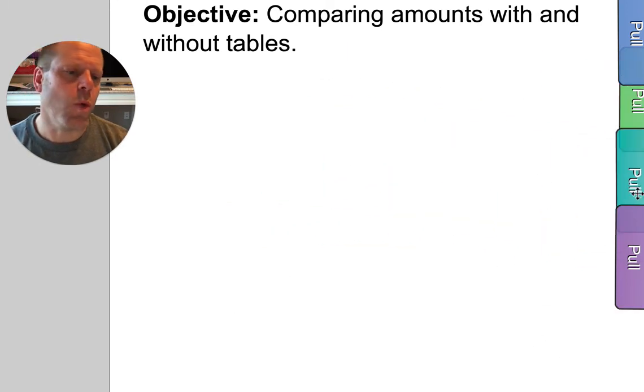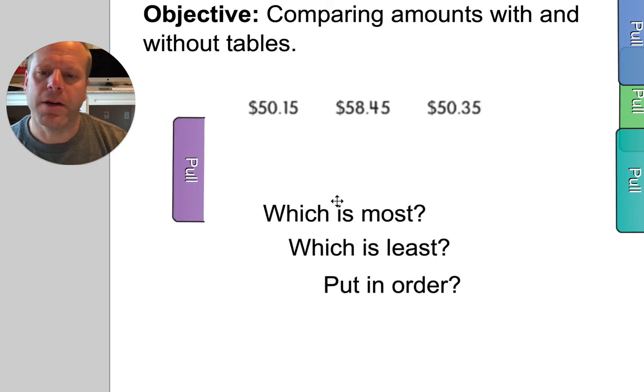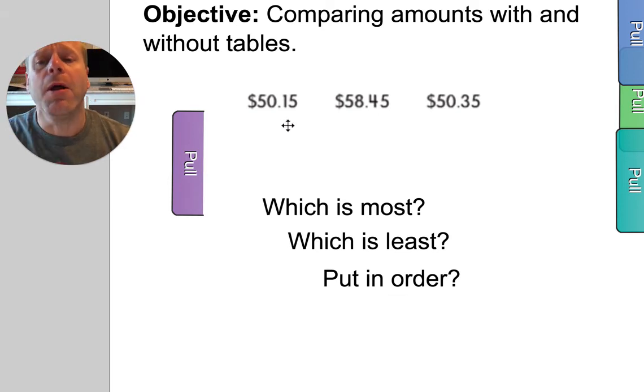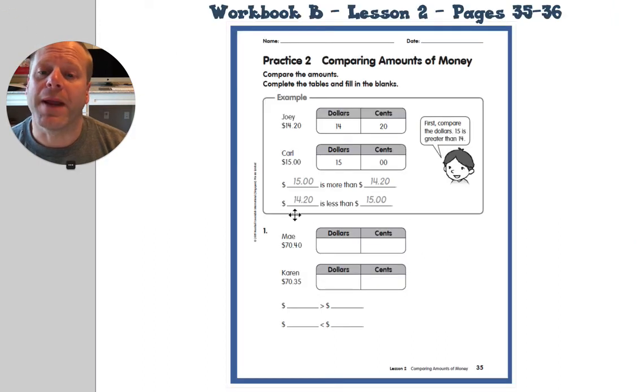I think you'll see one other type of problem here where they might just give you three amounts, no table, and they're going to ask, hey, which one is the most? Which one is the least? And then they're going to ask you to put them in order, kind of like we did before, but this time they're not going to give us a table to help. This is what your page is going to look like.